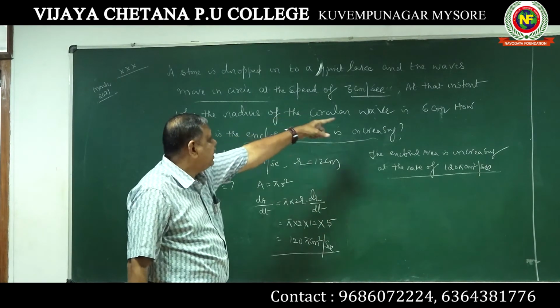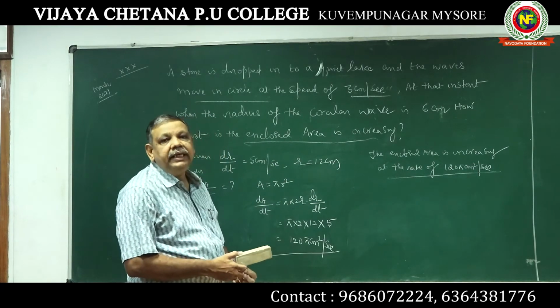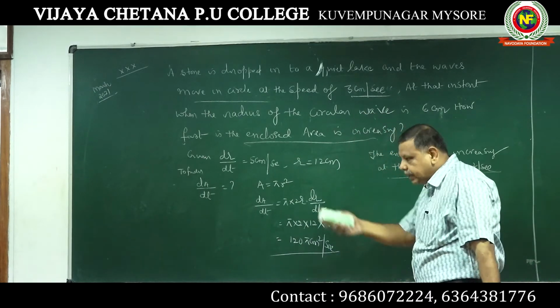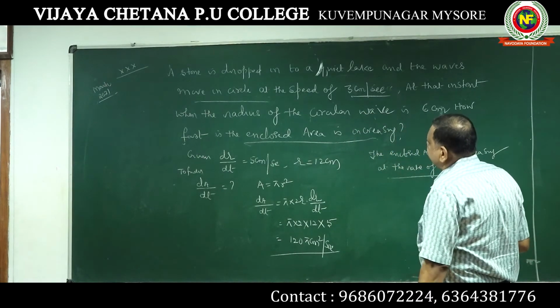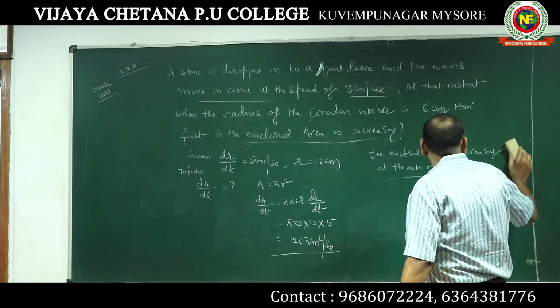dr by dt is given, r is given, and you find out dA by dt. Plus means it is increasing, minus means decreasing. Understood? This type of question is very important for examination.